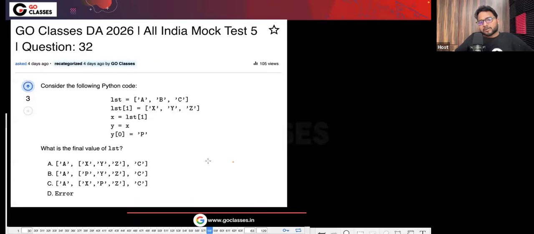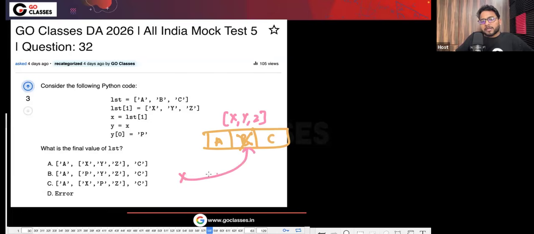Now let's solve this question. It was an easy question. There is one list which has A, B, C, and then list1. I'm replacing this B with some other list, which is X, Y, Z. Now X is basically list1, which means X is pointing to list1. And y = x means Y is now also pointing to list1. Then y[0] = p, which means I'm replacing this element with p.